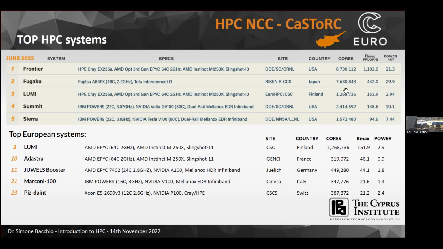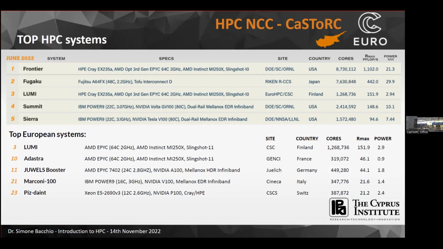Okay, this is the top 5 in Europe. This is the top 5 worldwide. This is the top 5 in Europe. So you can see that we classify between 3rd position, 10th, and 20th. There is, again, a big difference between the various systems, and these are mostly the European systems that you could use in your research.